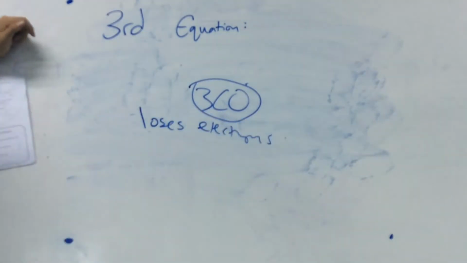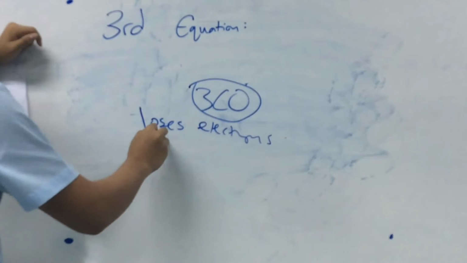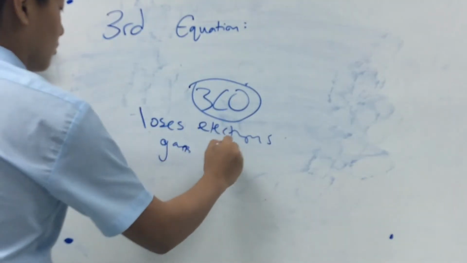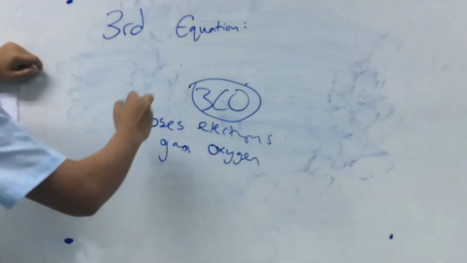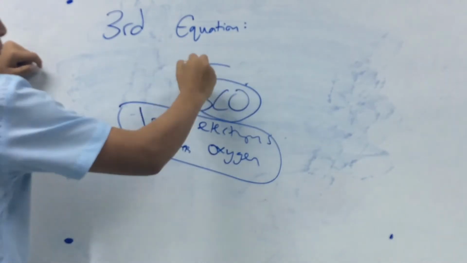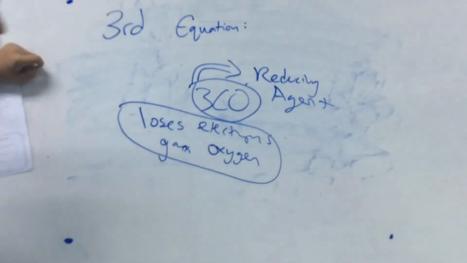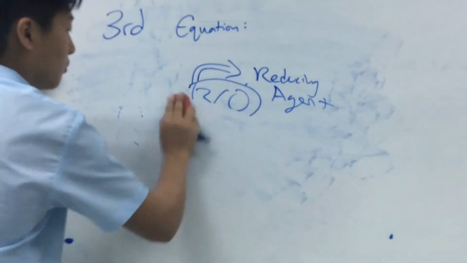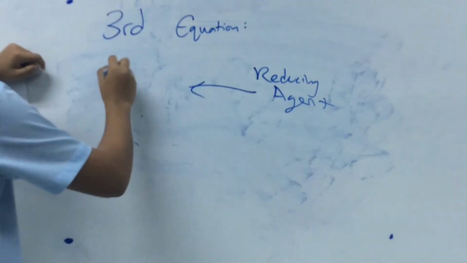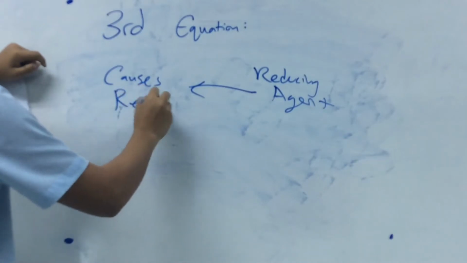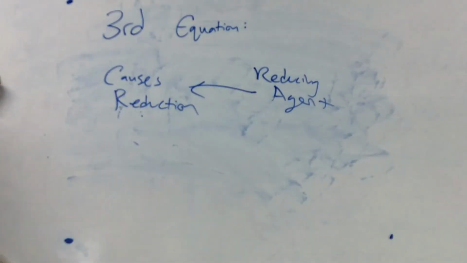The carbon monoxide loses electrons and gains oxygen. It's oxidized, and this is actually called a reducing agent, which brings about and causes reduction.